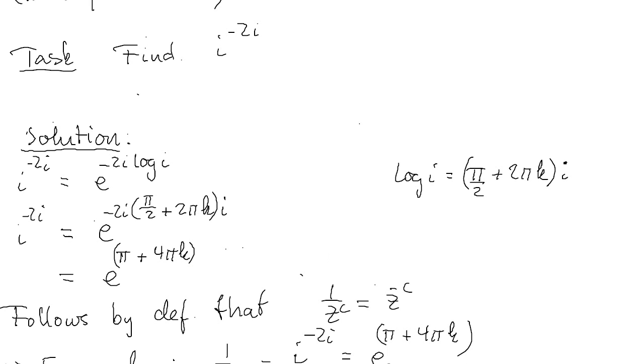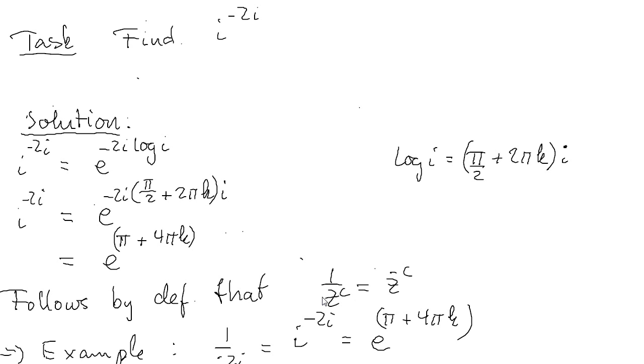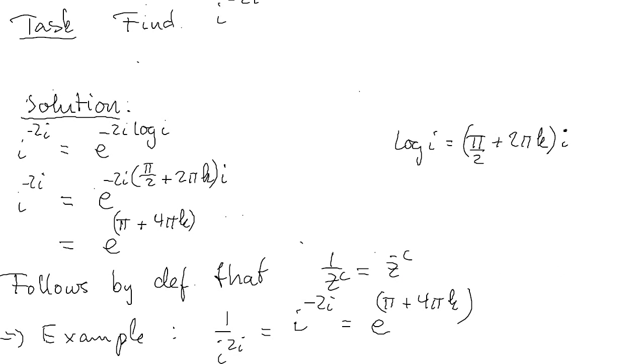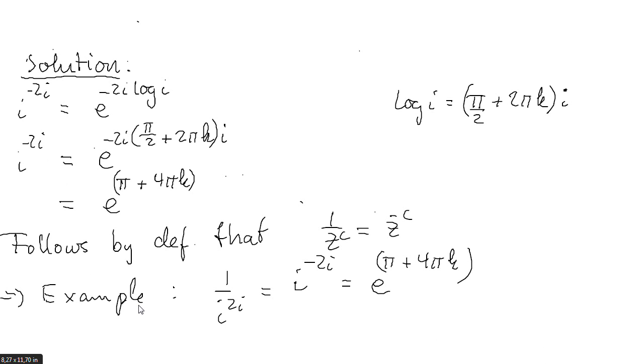It follows by the definition that 1 over z to the power of c is equal to z to the power of minus c. Let's take an example of this. What does this mean? Using this formula, we have that 1 over i to the power of 2i is equal to i to the power of minus 2i, which is equal to, we have computed it above, equal to this.